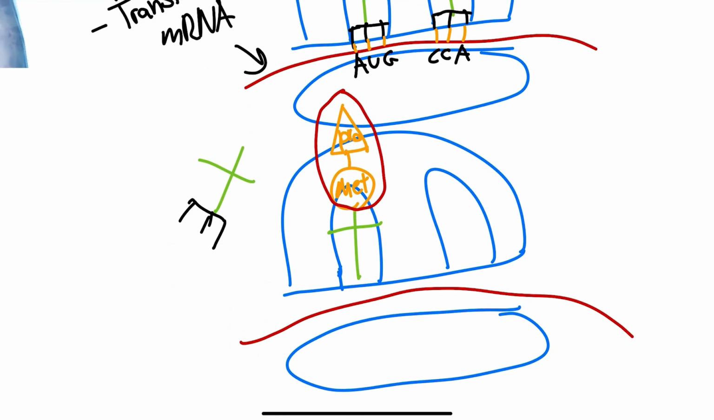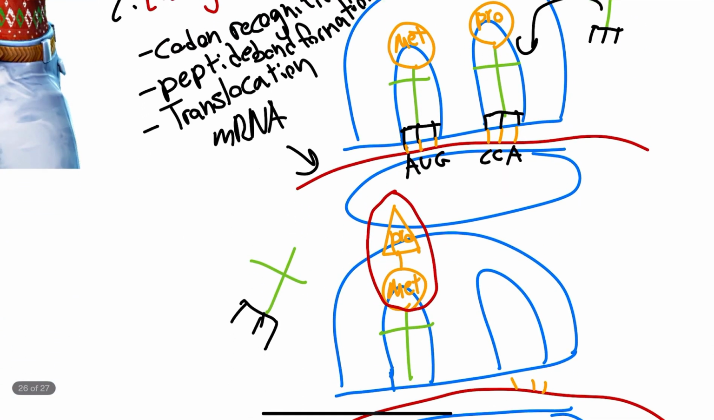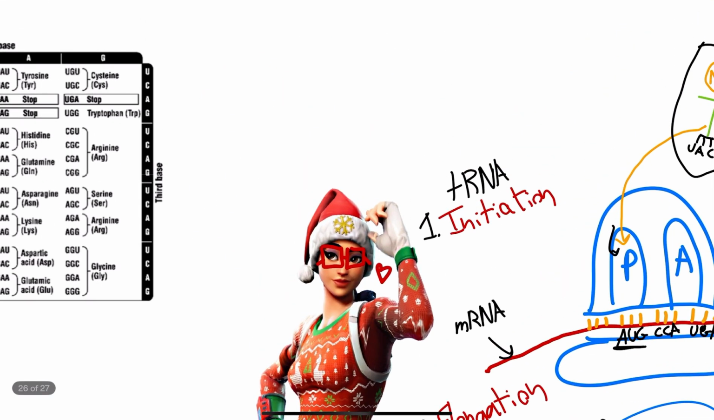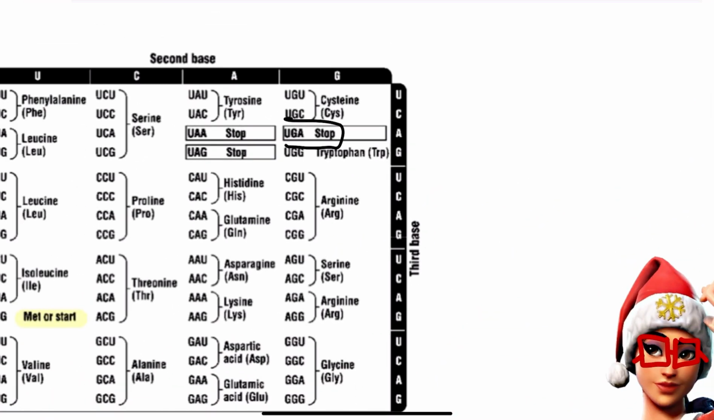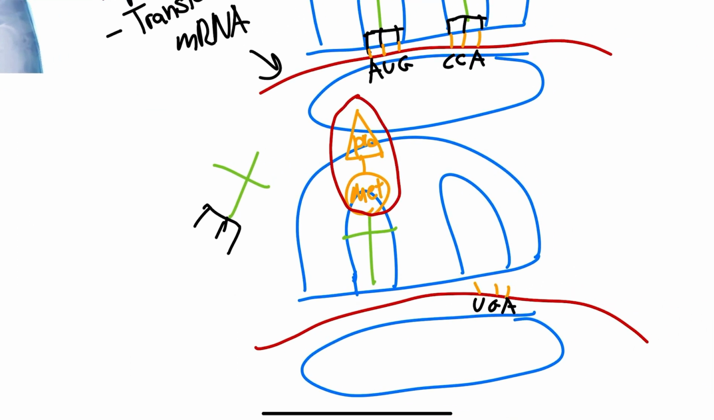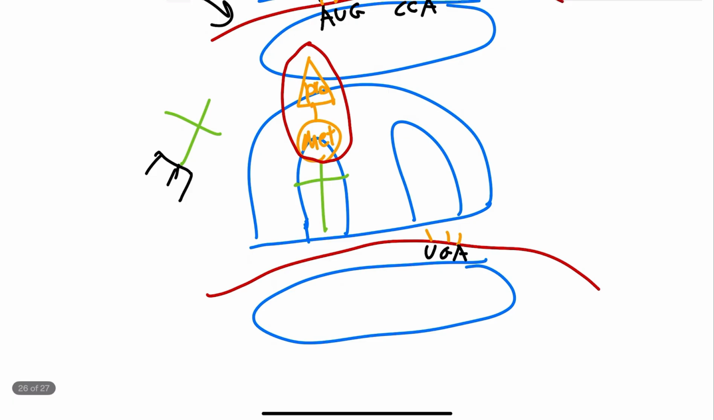Now that the A site is empty, it's like, yo, we need someone else. Our next sequence was UGA. So the ribosome is going to be like, what is that? Let's look. Oh, UGA is a stop codon. That means we're done. This is our protein. And so it's going to tell everybody, yo, stop. We're done. And this process is called termination, because we terminated it.